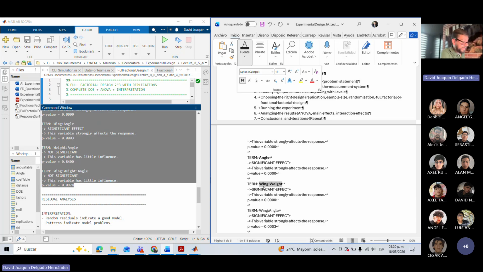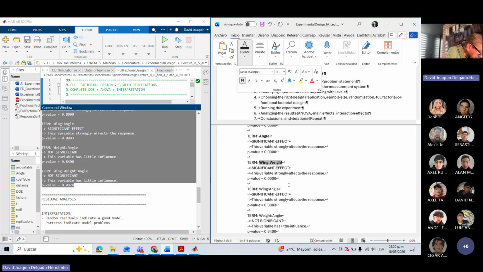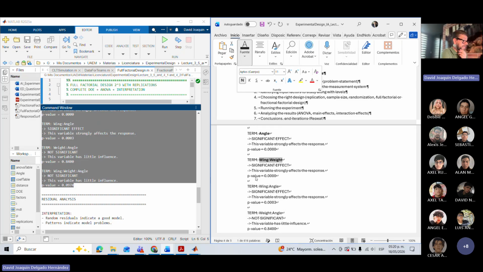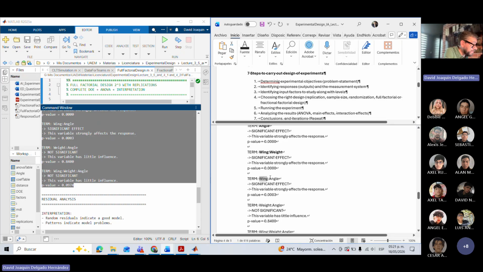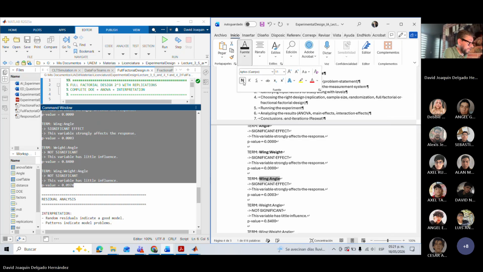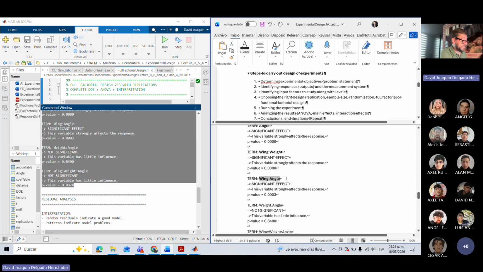There is also a significant effect, and this variable strongly affects the response. Again, I know that because of the p-value. Look here, the final important term is the wing with the angle, which also has a significant effect because the p-value is also very small.